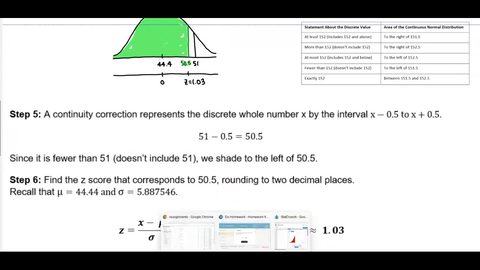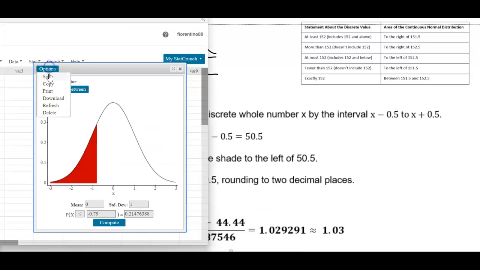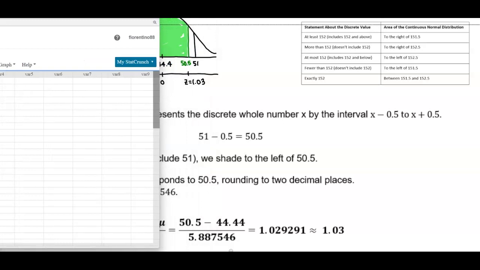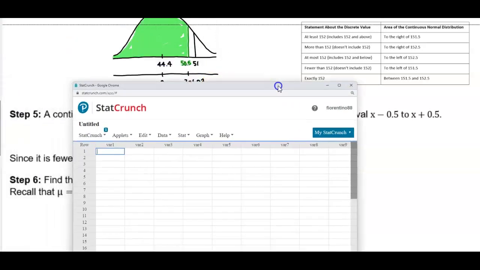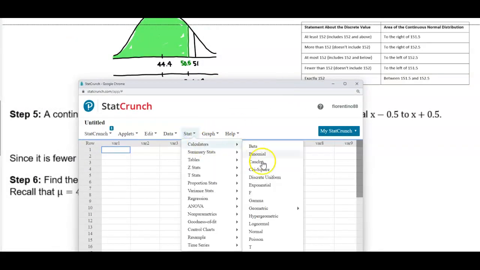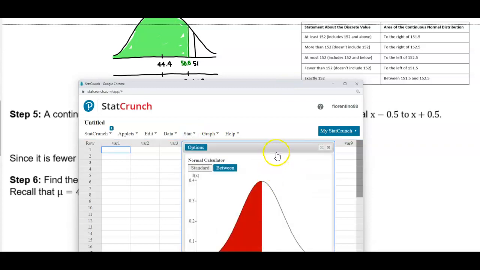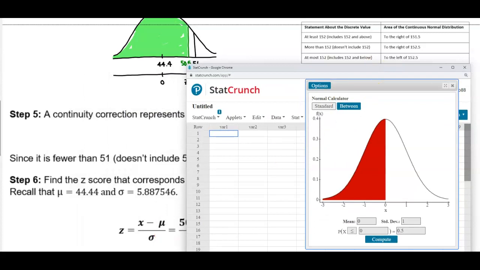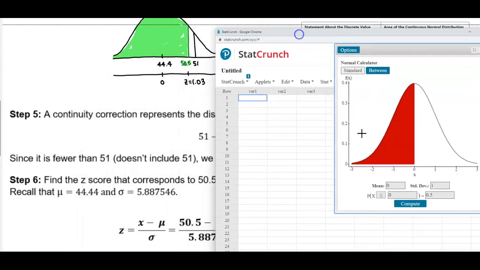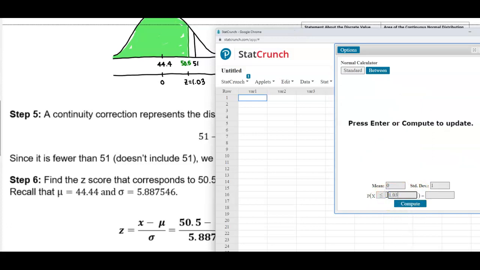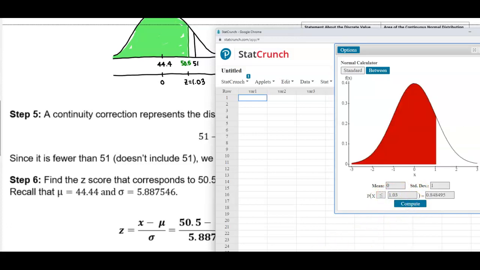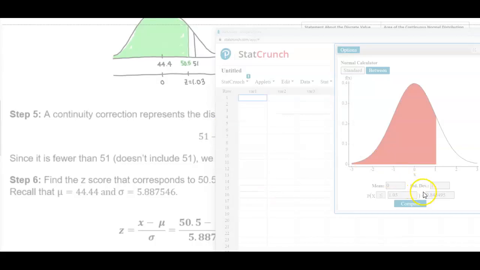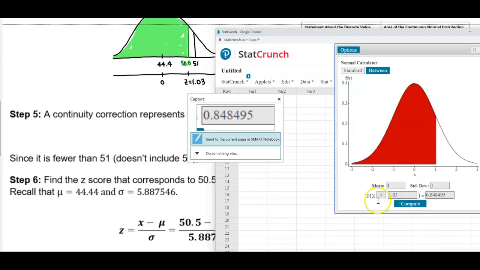So let's go ahead and do that on StatCrunch. So we're going to go ahead and select refresh. Again, if you recall, in order to find that on StatCrunch, what we're going to do is go to Stat, go to Calculators, and go to Normal. And so we want to make sure that our mean is 0 and our standard deviation is 1, and we're looking to the left of 1.03. And let's hit Compute, and then that's going to give us the area that we're looking for.